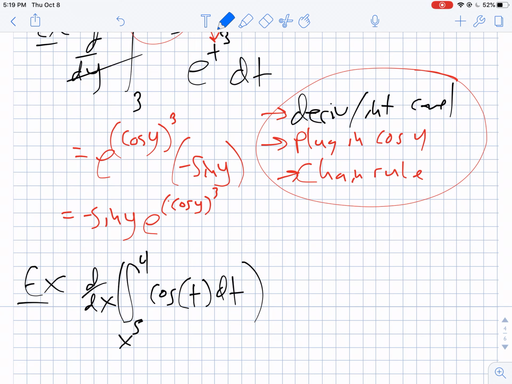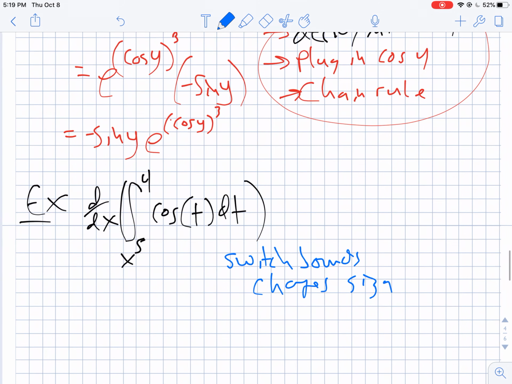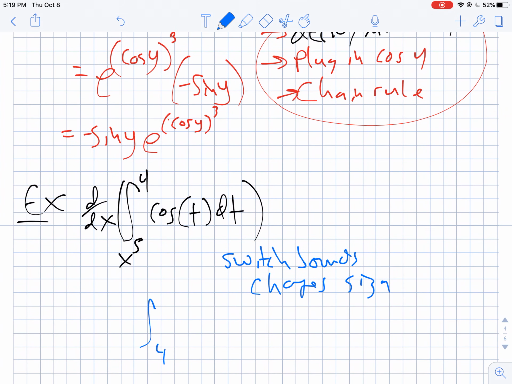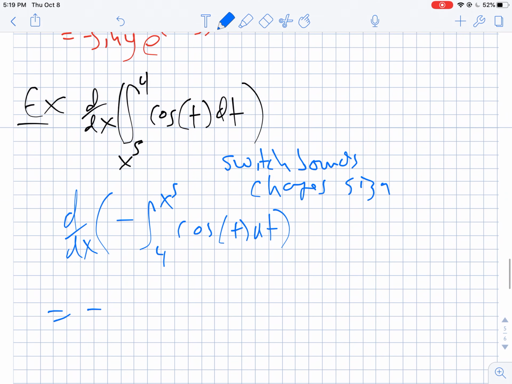Well, hey, do we have a way that we can get the x to the 5th on top? Yeah. What we might remember is if we switch the bounds, it changes the sign. So I can switch this integral to be not x to the 5th to 4, but 4 to x to the 5th of cosine of t dt, and just put a negative in front, and then take the derivative of that. So when I do that, now the negative just chills, and then we just, okay, derivative and integral cancel, we plug in the x to the 5th, and then we multiply by the chain rule of x to the 5th. Okay, so that's part 2 of the fundamental theorem.